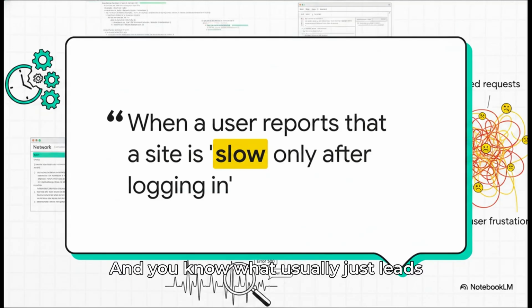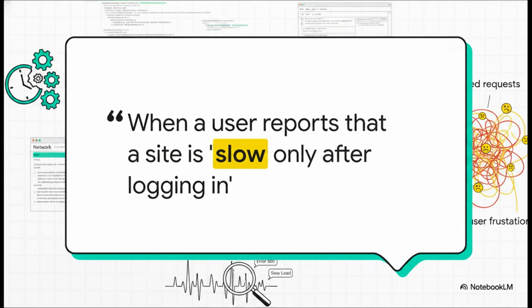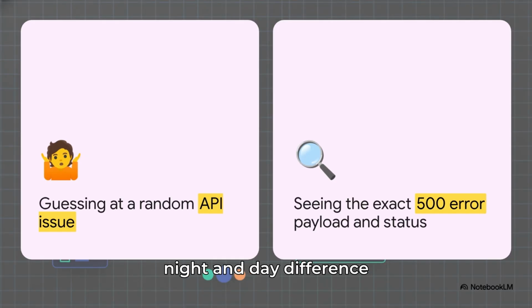And you know, it usually just leads to this agonizing back and forth, begging for screenshots that rarely actually show the underlying issue. But this right here highlights the night and day difference between the old way of doing things and the modern support workflow. The old way is basically just guessing at a random API issue, blindly clearing your cache, and crossing your fingers.